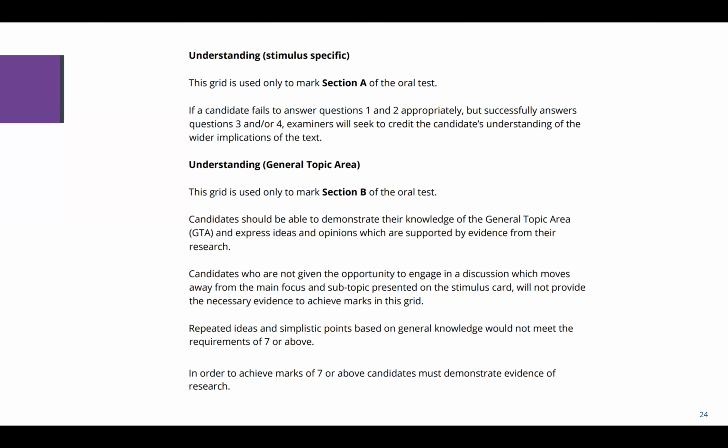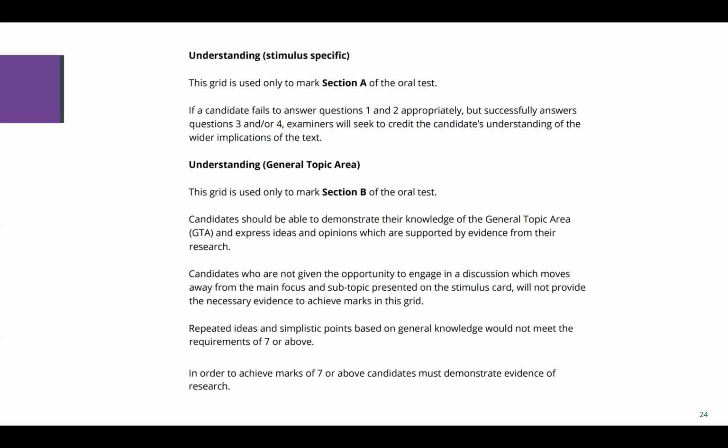And if candidates are not given the opportunity to engage in the discussion, which is the second part, and this discussion moves away from the main focus of the subtopic which was presented on that card, then they won't be able to score very well in this grid because they haven't been given an opportunity to show what they can bring forth.